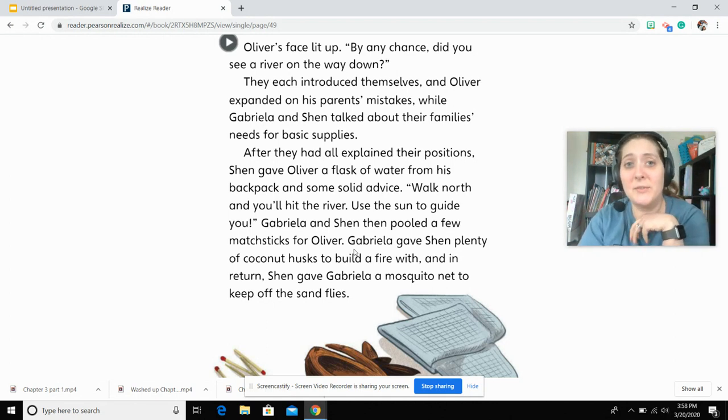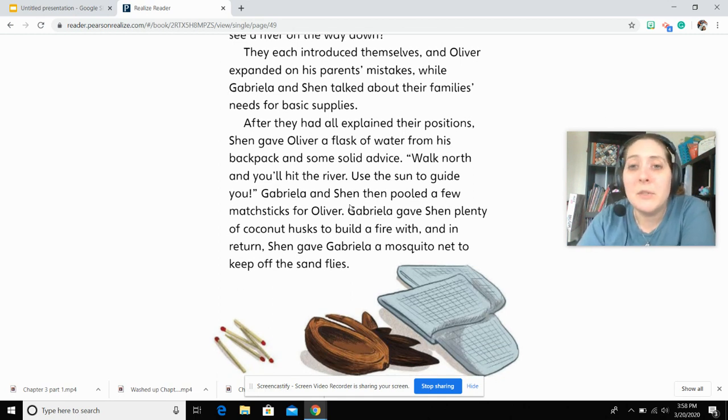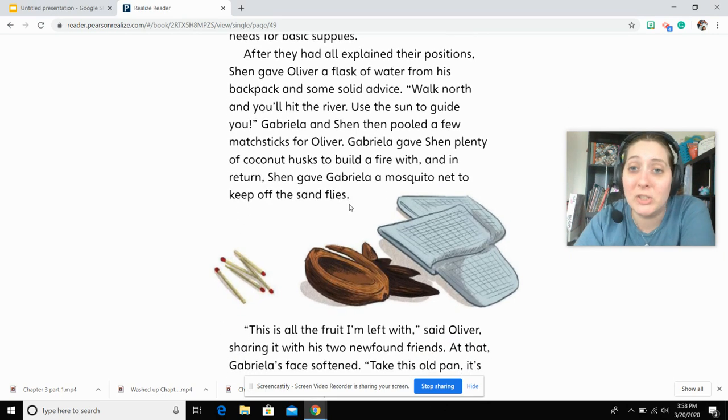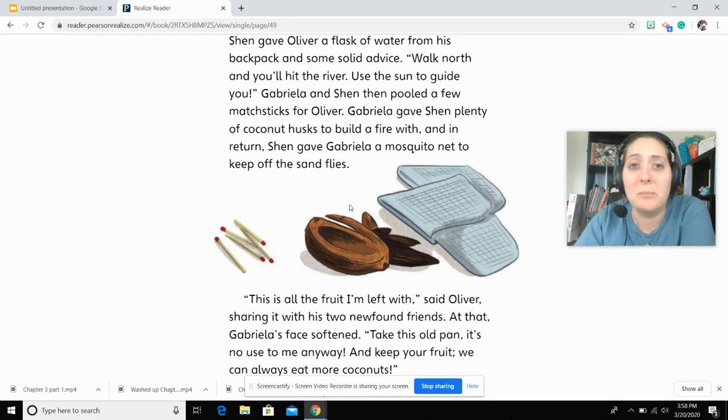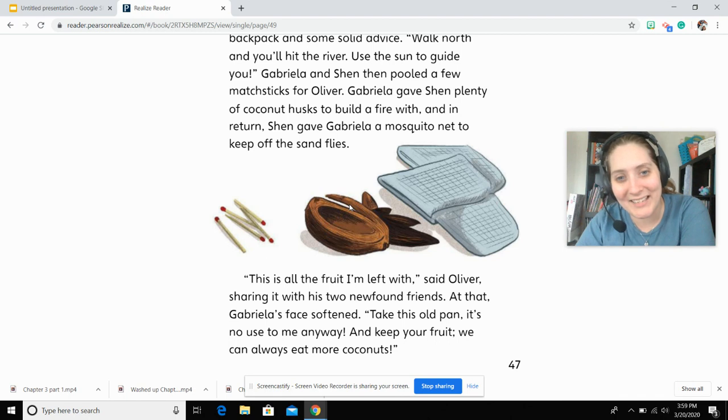They each introduced themselves, and Oliver expanded on his parents' mistakes, while Gabriella and Shin talked about their family's need for basic supplies. After they had all explained their positions, Shin gave Oliver a flask of water from his backpack and some solid advice. "Walk north and you'll hit the river. Use the sun to guide you." Gabriella and Shin then pulled a few matchsticks for Oliver. Gabriella gave Shin plenty of coconut husks to build a fire with, and in return, Shin gave Gabriella a mosquito net to keep off the sandflies.